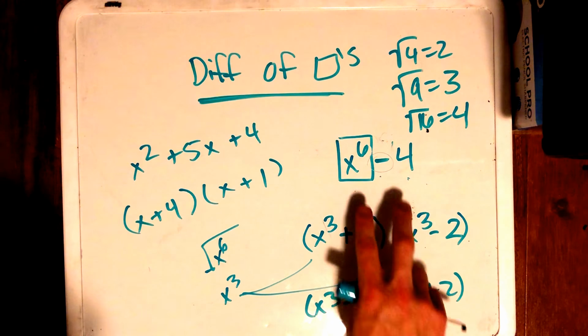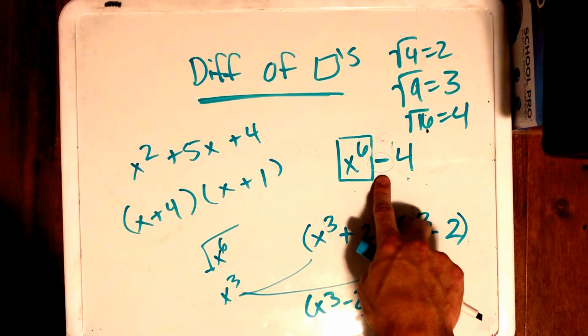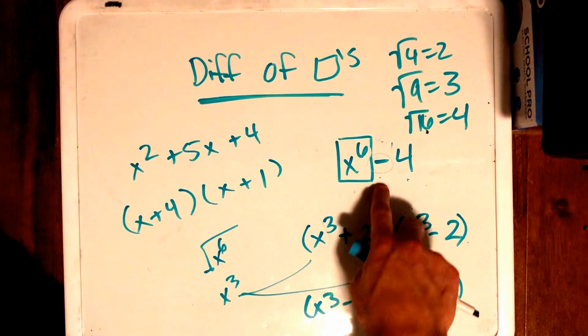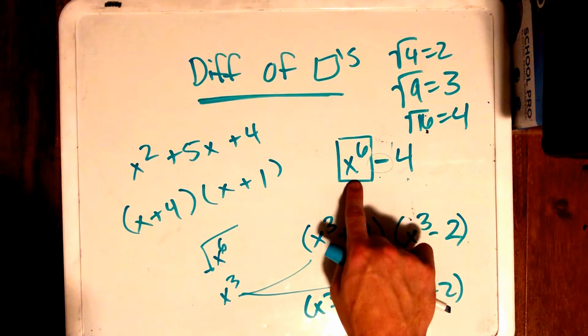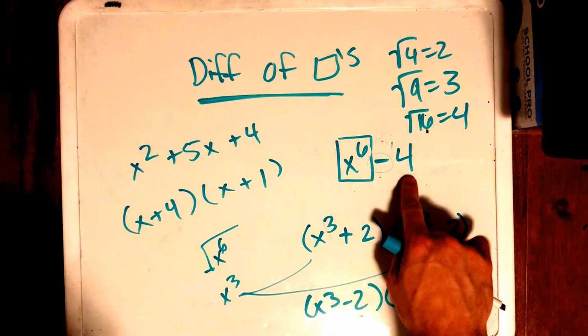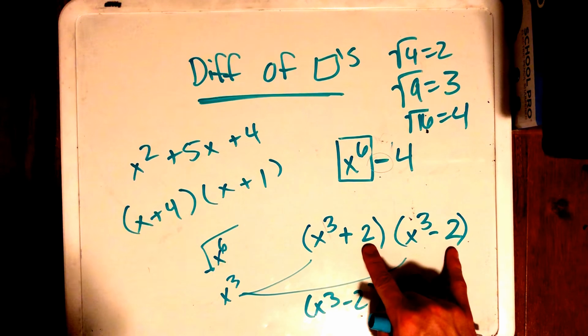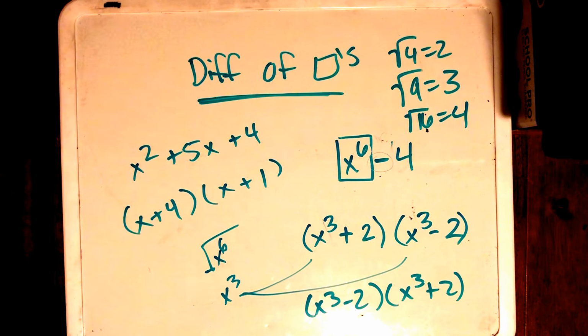So, difference of squares. Two terms, both of them are perfect squares, separated by a subtraction sign. The way we find what they break into is we square root our first and second term. Square root of our first term is the first thing in both of our binomials. Square root of our second term goes into the second part of both of our binomials, and then we have 1 plus and 1 minus. There you go, guys. Difference of squares. It's that simple. I promise.